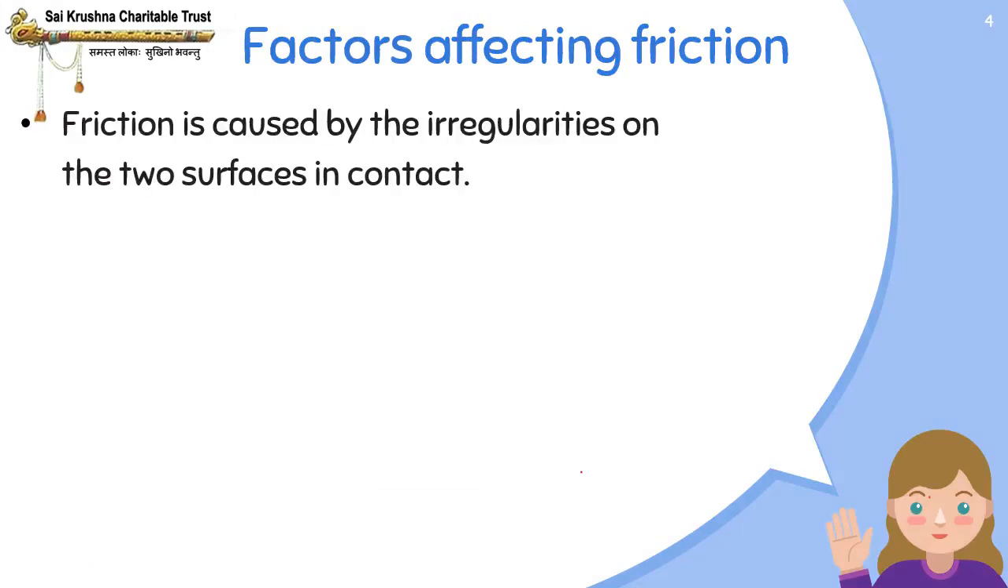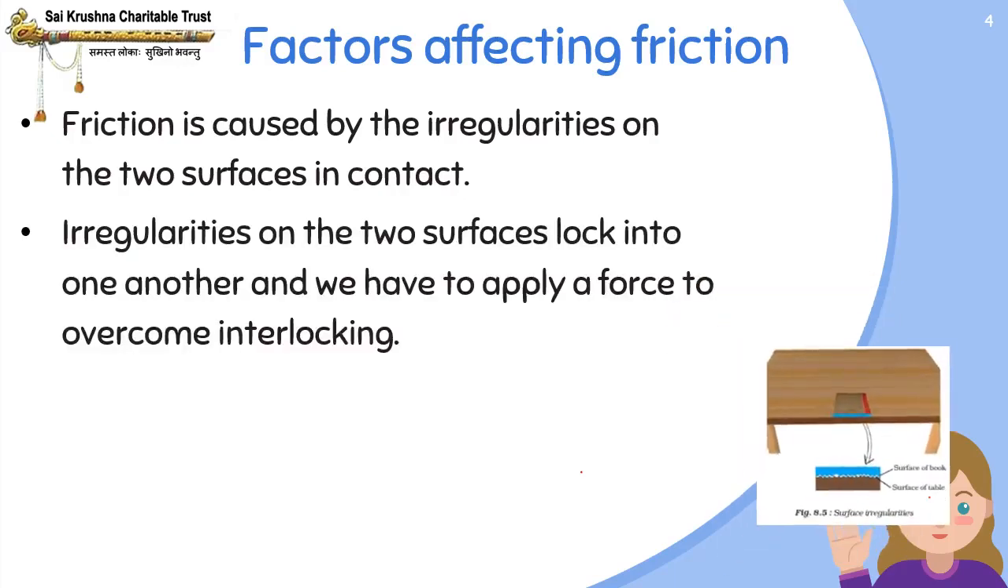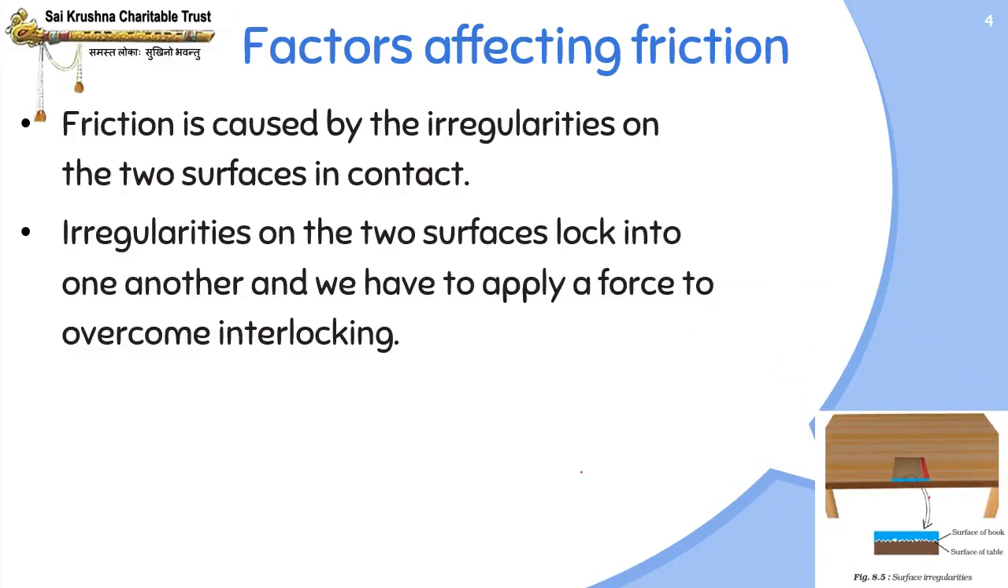Factors affecting friction. Friction is caused due to irregularities on the two surfaces in contact. In the previous example that we saw, there were two surfaces, surface of ball and surface of floor, which were in contact. In this example, let's take that a book is lying on the top of table. So the surface of book is in contact with the surface of table. As you can see here, these surfaces have irregularities.